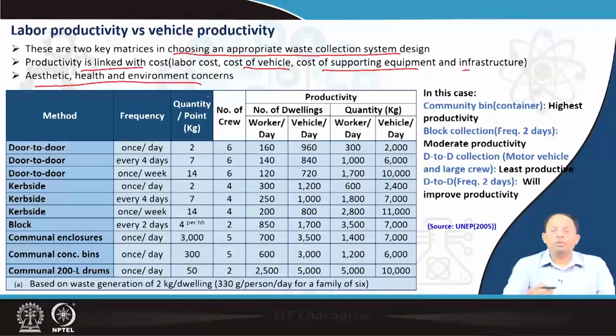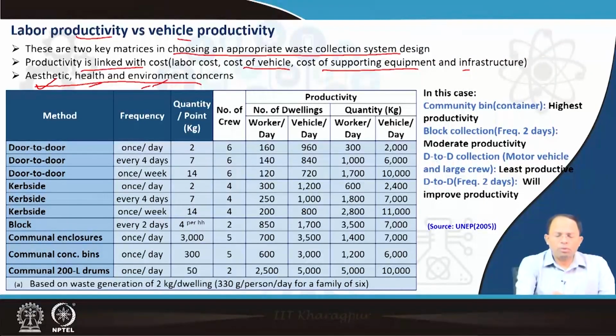So first, for the kind of collection system that we are proposing, we have to evaluate based on vehicle productivity, labor productivity and the cost of that system. And then we also have to consider that each of these systems results in certain kinds of aesthetic conditions, and certain health and environmental safety has to be there. So accordingly, I have to decide.